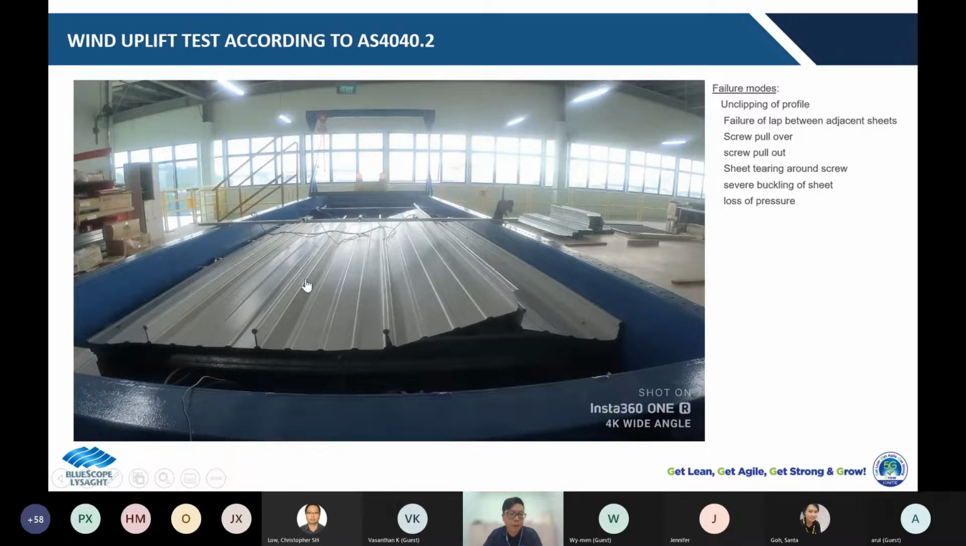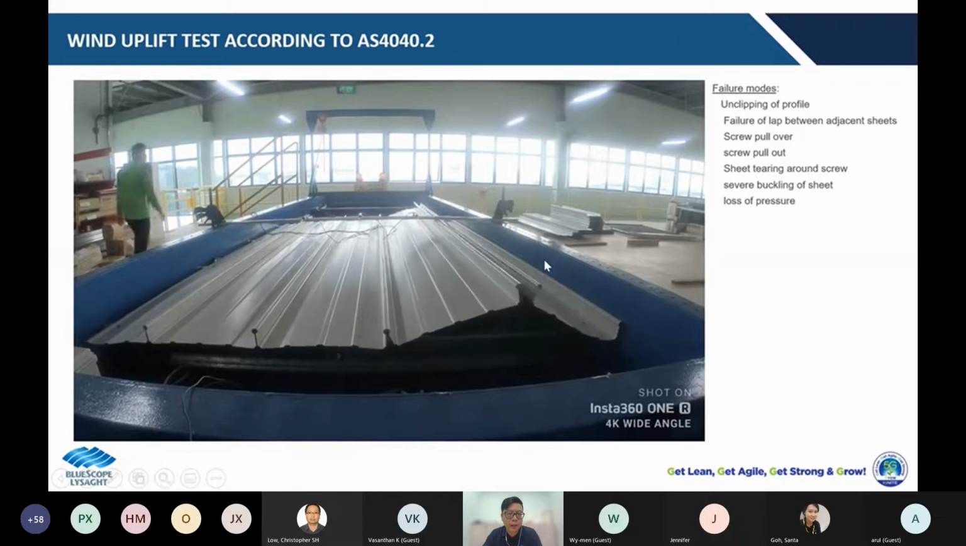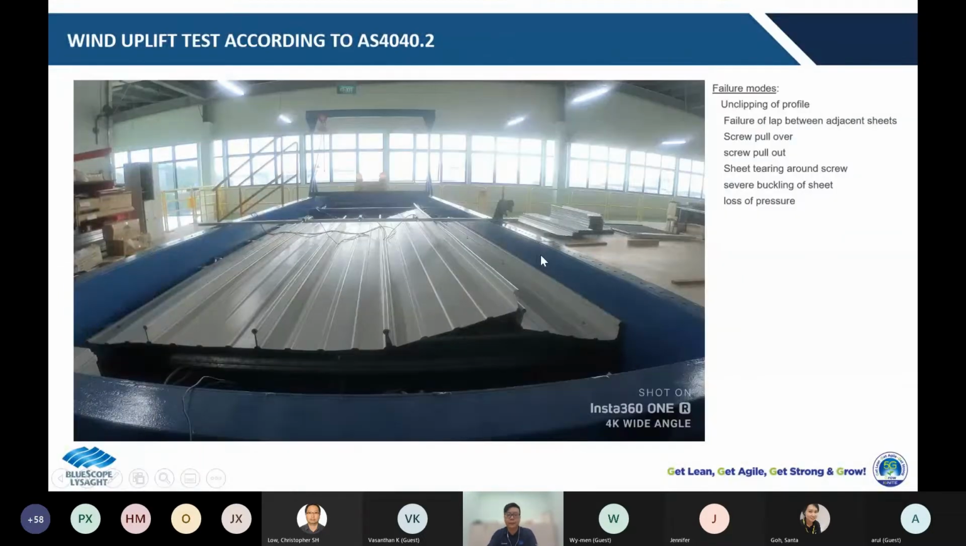So maybe I play it one more time to show you, because it'll be faster now. So yeah, this is serviceability. Then remove the deflection gauge. Then we pump the air until it has failed. Then record the data.